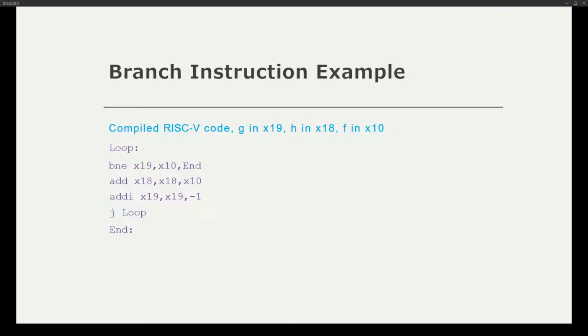That J loop just means go to that loop, and the J just means there's no condition. It will always do it. So whenever we hit that, it will always do it.